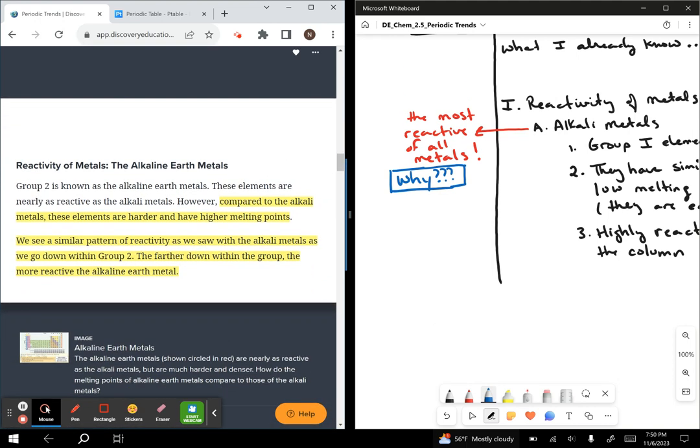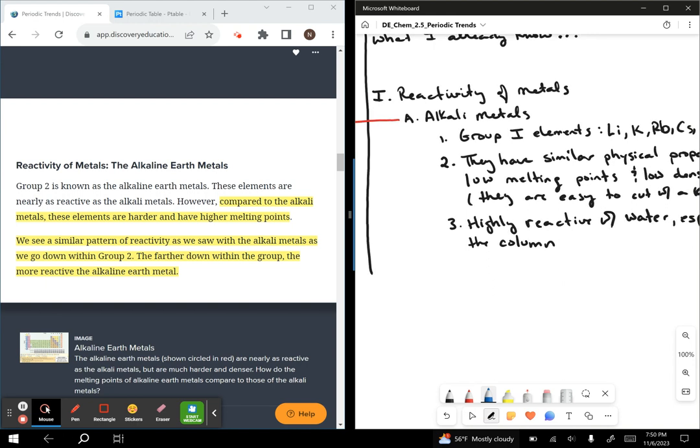All right, so the reactivity of metals to alkaline earth metals. It looks like we're going to move into group number 2. So we'll say this is B. And we're talking about the alkaline earth metals. These constitute our group 2 elements.